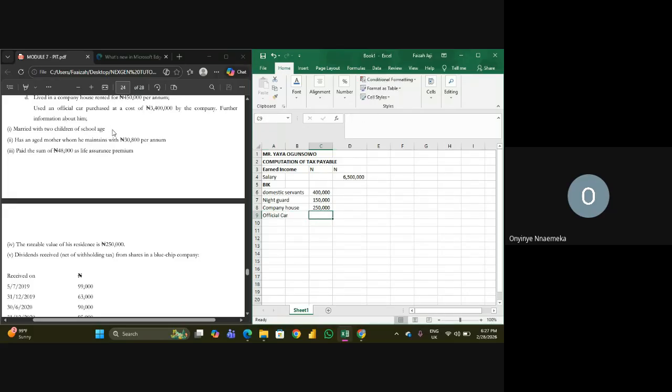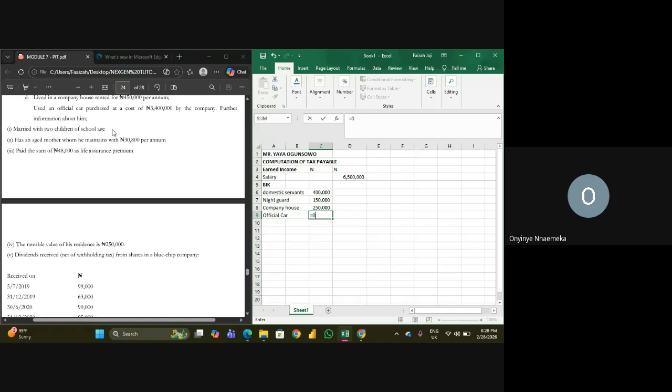Official car. They give us the cost of the car. You will not write the cost of the car. 5%. 5% of the cost. Did we even talk about this? It's supposed to be in the material, but I feel like we did not talk about it. Did we talk about it? Yes. Thank you for confirming.